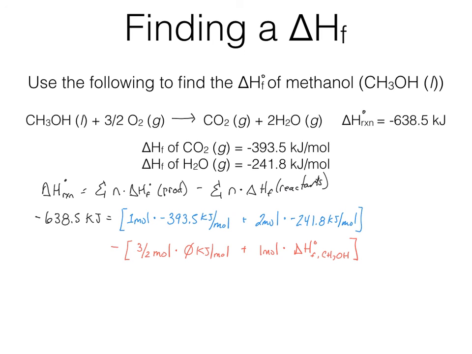Now I have to simplify and do algebra, and if I do this, I find that my delta HF for methanol is equal to negative 238.6 kilojoules. Okay, keep working on this, and I will see you in the next video.